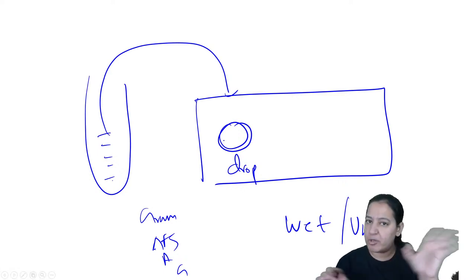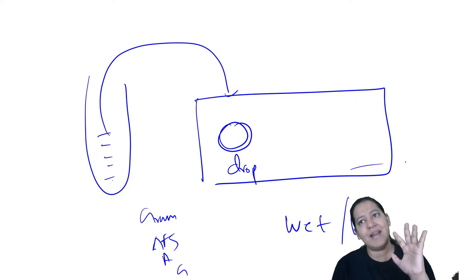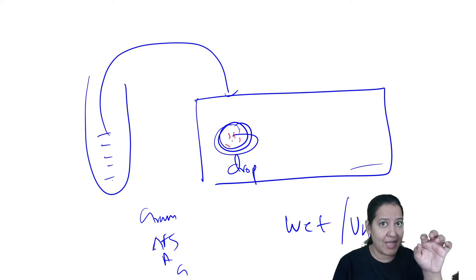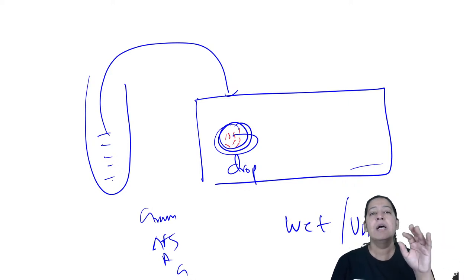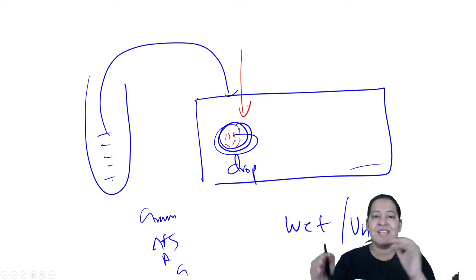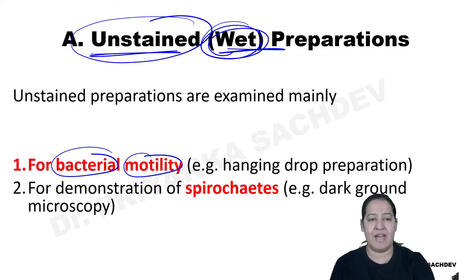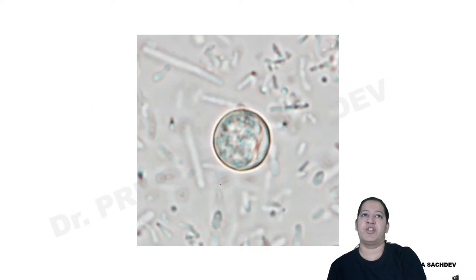I will not be able to see the bacteria because the slide is transparent and the bacteria is also transparent. But if my bacteria is motile, motility is there, so under the microscope I will be able to see something moving here and there. So it is useful only for seeing motile bacteria. Have you got it? Hanging drop preparation, that is the thing.